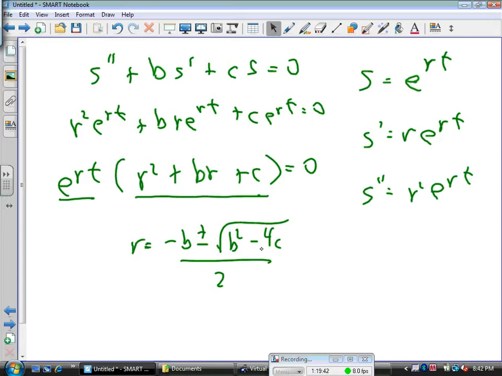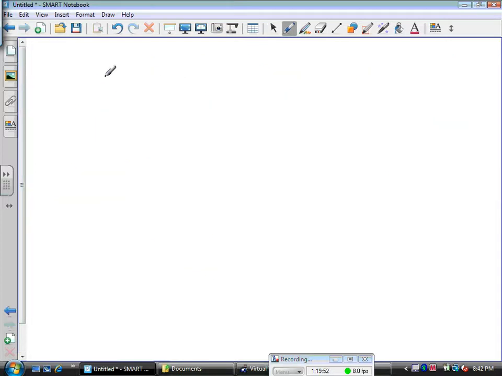Well, let's see. Can we solve an equation like this? Let me give you an example. Okay, so that's the answer. That's the solution right there. Okay. Try one on for size. What if it's this? S double prime plus 3s prime plus 2s equals 0.